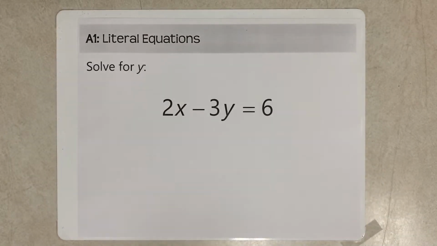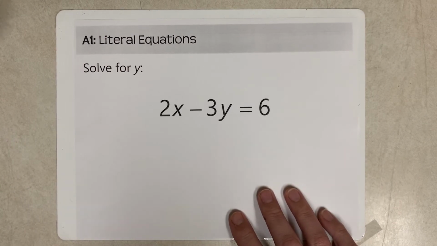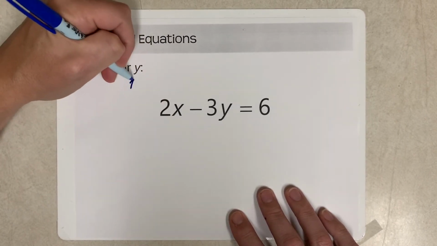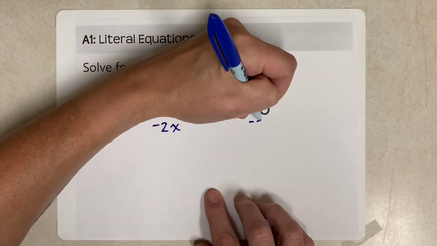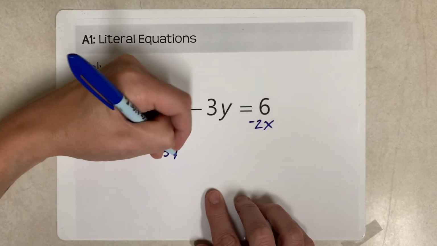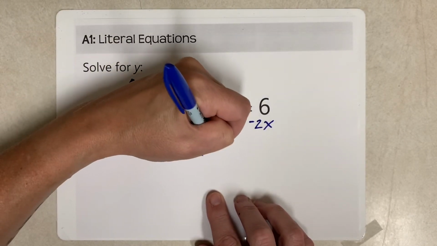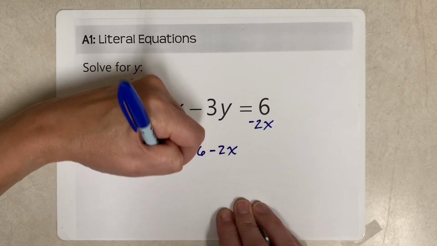Okay, so it's very common to get linear equations like this too, and you just have to solve for one of the variables. This time it's y. So we're going to take that 2x term and move it over, minus 2x. Bring down my negative 3y equals 6 minus 2x. And to get y by itself, we'll just divide by negative 3.